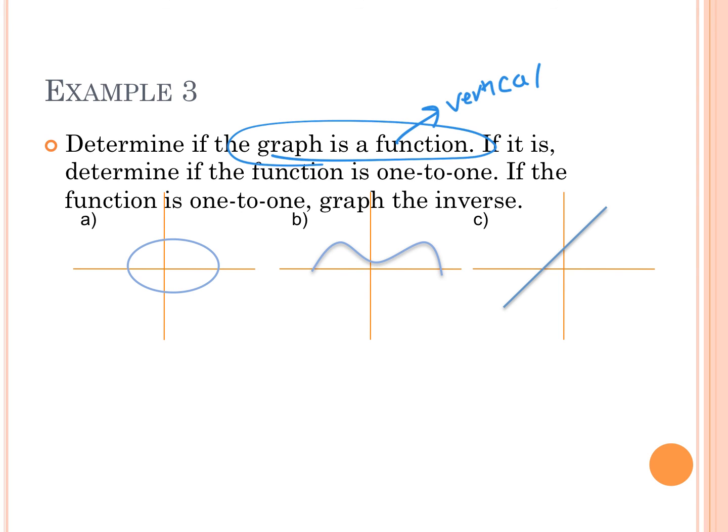So look at A. Is this a function? No. I'm done. Yay. I don't go any further. Go to B. Is this a function? Yes. So part B, it is a function.